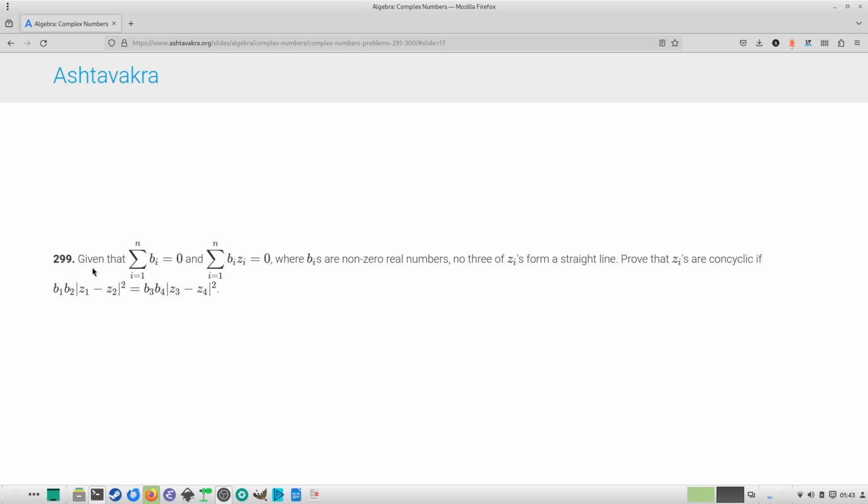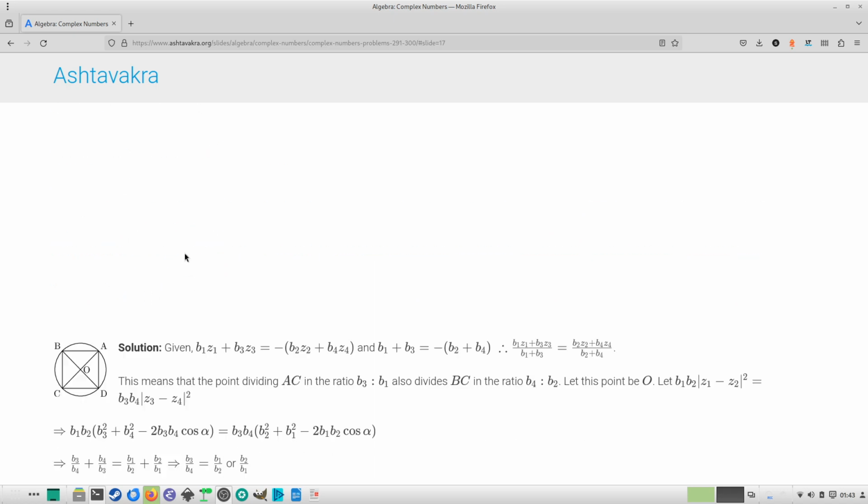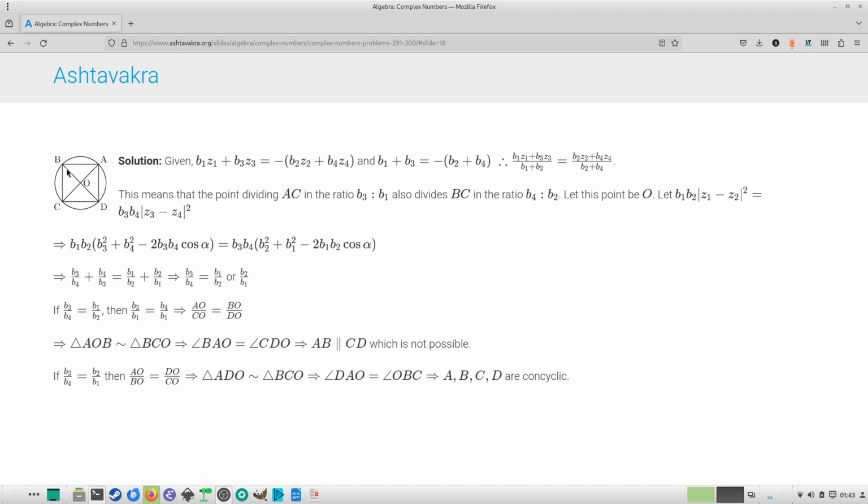Question 299 says: given that the sum of bi from i equal to 1 to n is equal to 0 and the sum of bi zi from i equal to 1 to n is equal to 0, where the bi's are non-zero real numbers and no three zi's form a straight line, prove that the zi's are concyclic if b1 b2 mod z1 minus z2 square is equal to b3 b4 mod z3 minus z4 square. So we assume there is a circle on which we have 4 points A, B, C, D representing z1, z2, z3, z4.